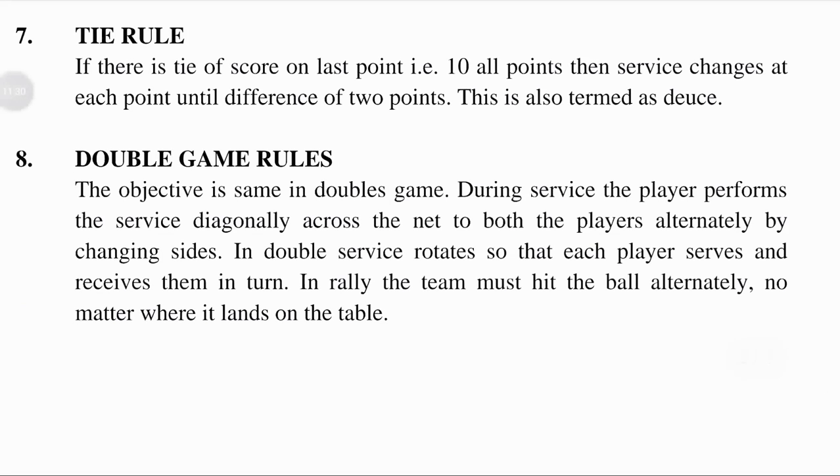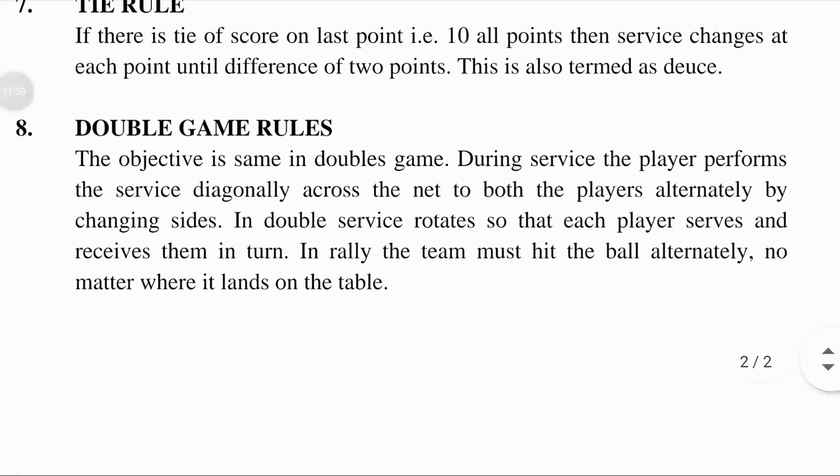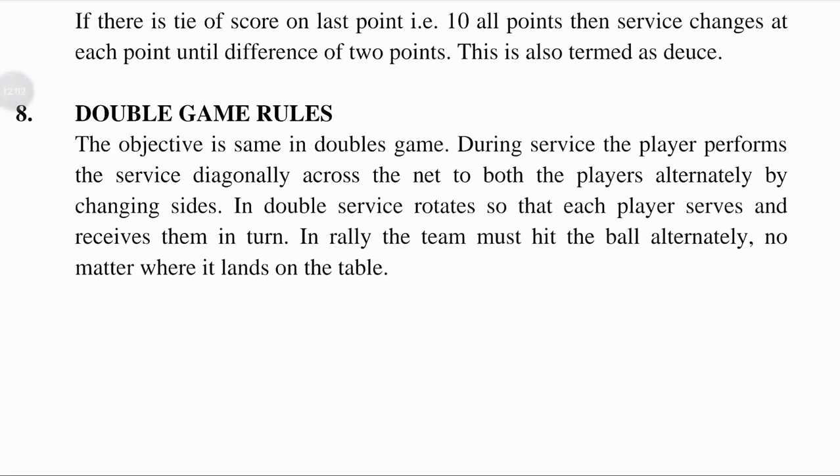Tie rule: a game in table tennis is played until one of the players scores 11 points, or if there is a 2-point difference after the score was tied at 10-10. If there is a tie of score on the last point, that is 10 all, then service changes at each point until the difference is 2 points.